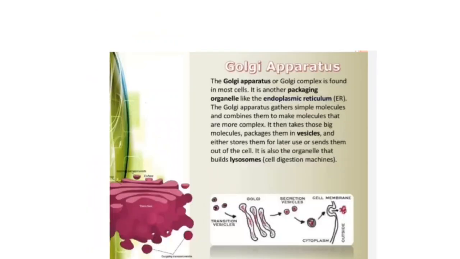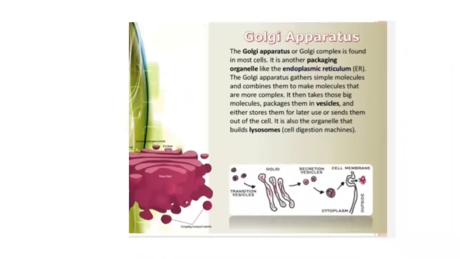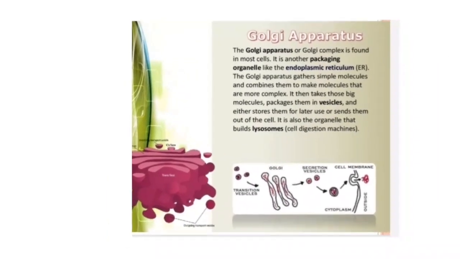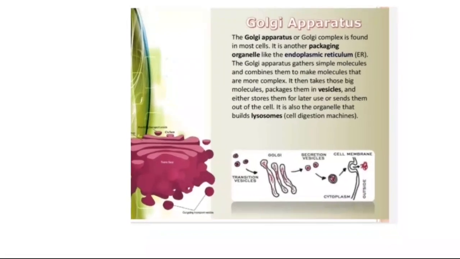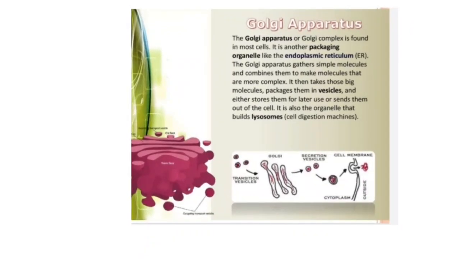The next organelle is the Golgi apparatus. See here the structure of the Golgi apparatus. In a diagram we draw such a type of structure. This is called the Golgi apparatus. The Golgi apparatus or Golgi complex is found in most cells. It is another packaging organelle like the endoplasmic reticulum.